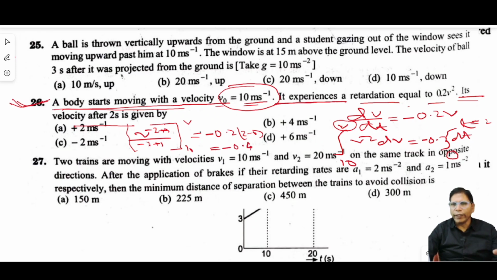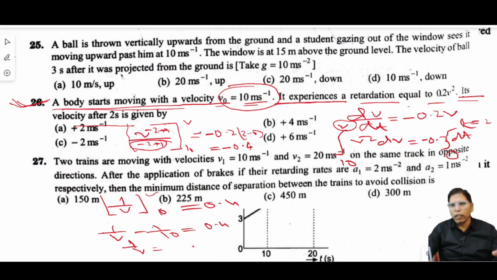Now from this expression, this negative and this negative cancel out. So this is 1 by v, and 1 by v minus 1 by 10 equals 0.4. Therefore, 1 by v equals 0.5. Therefore, v equals 2 meter per second. Look at this, option A is correct.